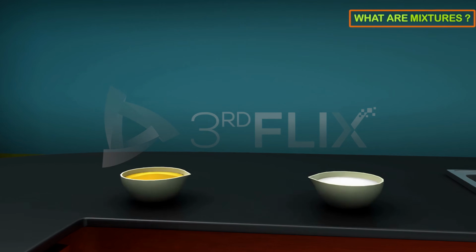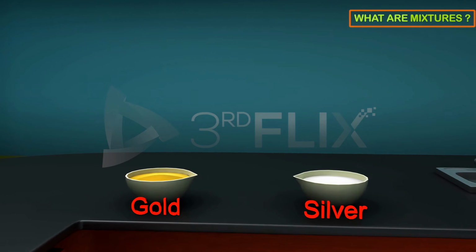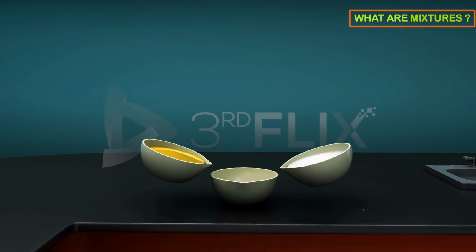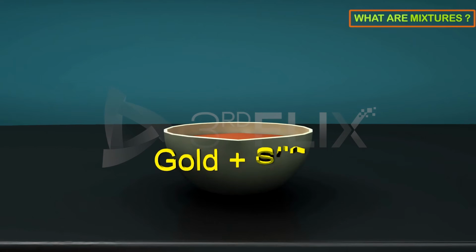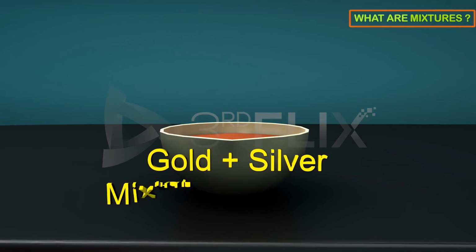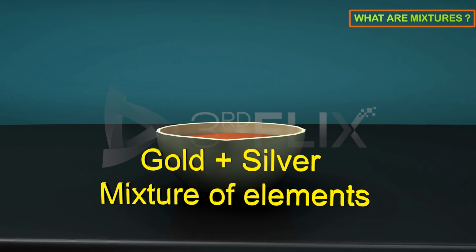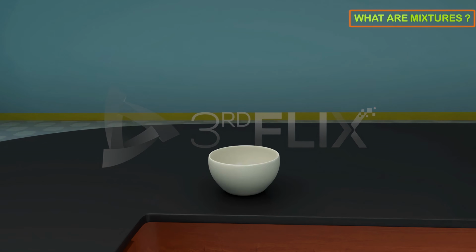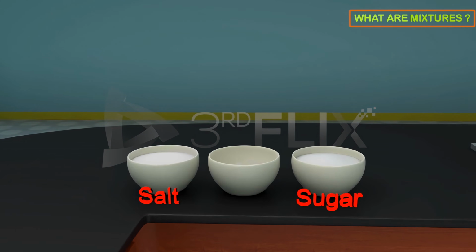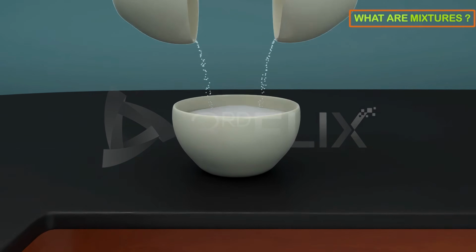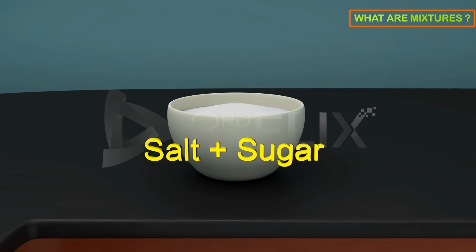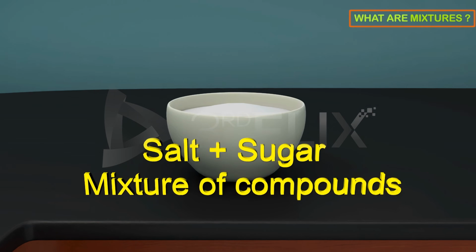For example, take gold and silver powders in separate china dishes. Add one powder with other, you will get a mixture. Here gold and silver are elements, hence it is a mixture of elements. Another example, take salt and sugar powders and mix them with each other, you will get a mixture. Here salt and sugar are compounds, hence it is a mixture of compounds.